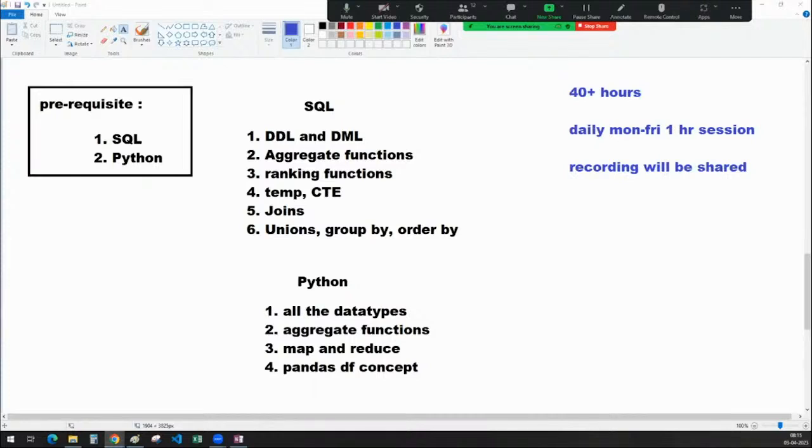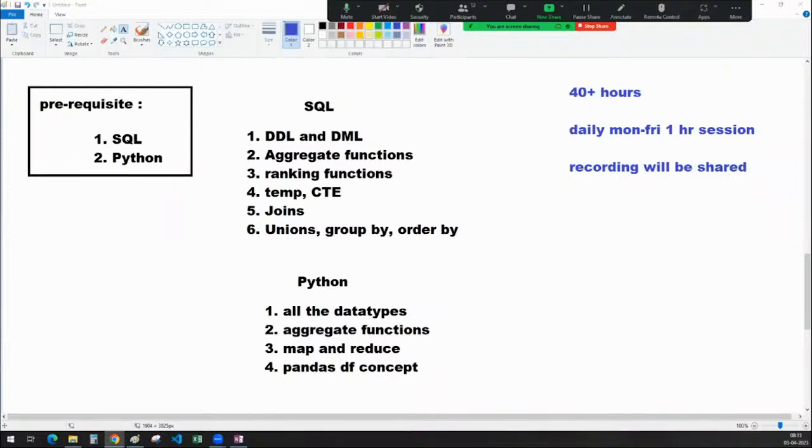Sorry guys, there are plenty of questions in the chat. I will try to explain one by one. So is this course specifically catering to data engineering with GCP and generic cloud computing with Google Cloud? Both, guys. Any project included in this course? Of course, guys. Don't worry about the project.